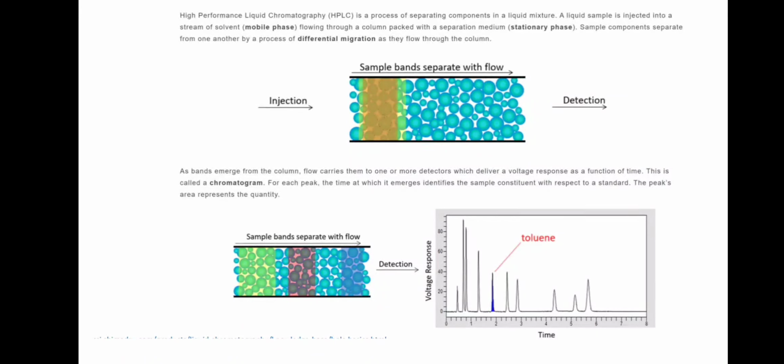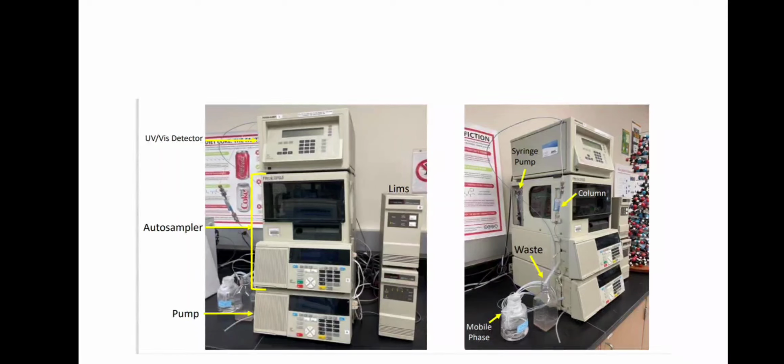As bands emerge from the column, flow carries them to one or more detectors, which deliver a voltage response as a function of time. This is called a chromatogram. For each peak, the time at which it emerges identifies the sample constituent with respect to a standard. The peak's area represents the quantity. Let's take a closer look at some of its key components.